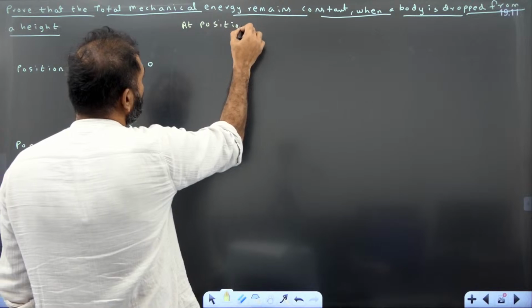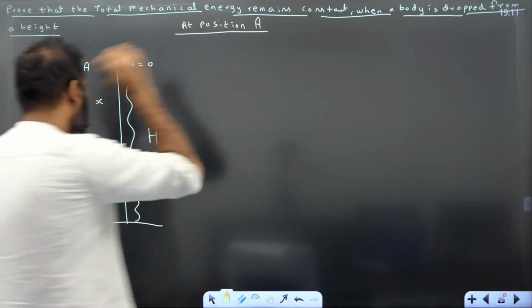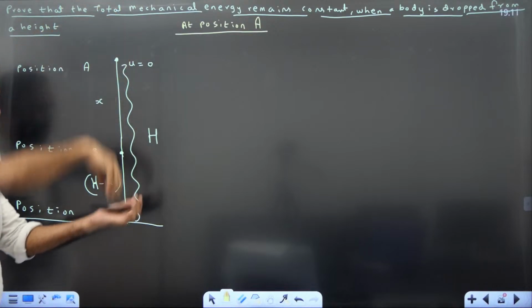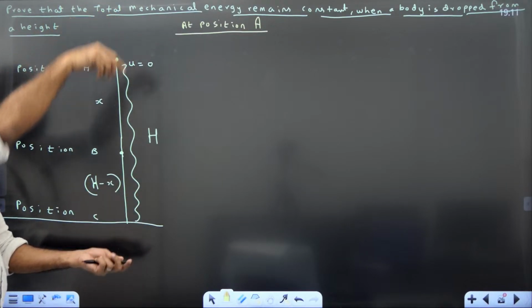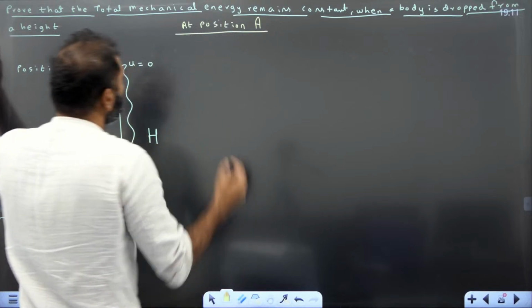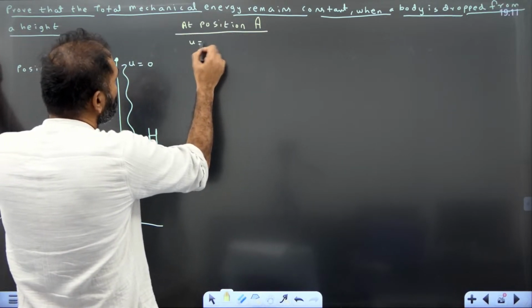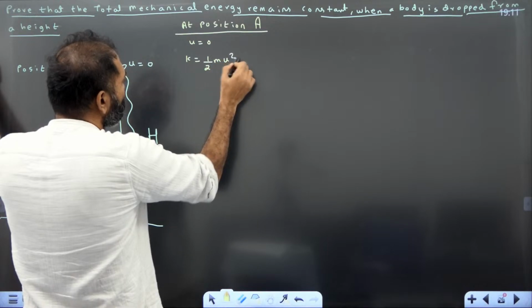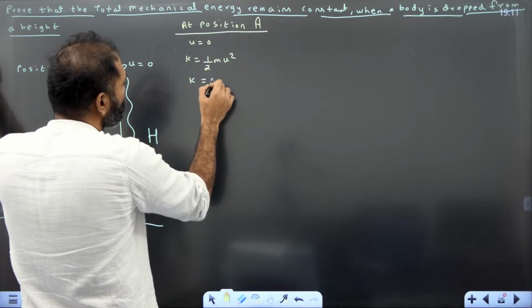At position A, I am dropping my pen from position A. At position A, initial velocity is what? 0. So kinetic energy is what? Half mu square. Initial velocity is 0, so kinetic energy is 0.